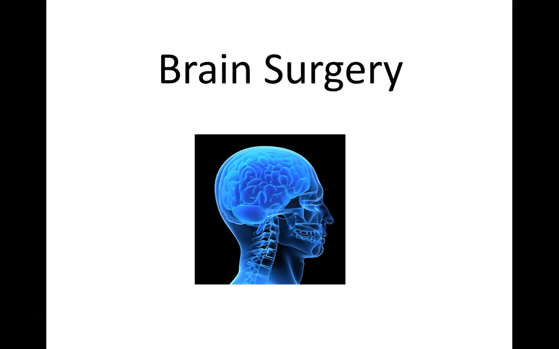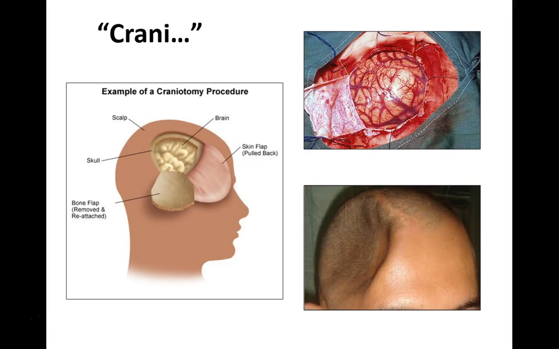So next up is brain surgery, where you'll hear the term cranie, be it craniotomy or craniectomy. A craniotomy is essentially a trapdoor, so that's how they'll access the brain. The bone flap is removed, they'll do their surgery, and then the bone flap is put back in. So the trapdoor's removed, the trapdoor's put back in. In some cases it will be a craniectomy where it's removed and not replaced.